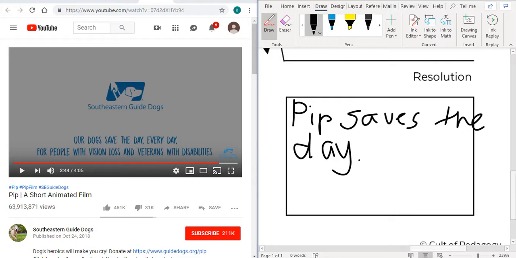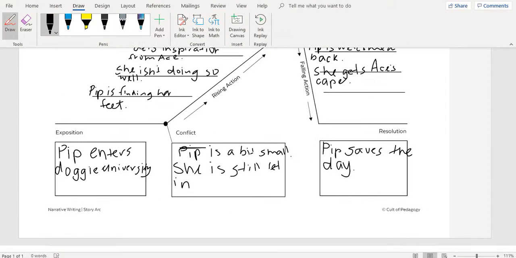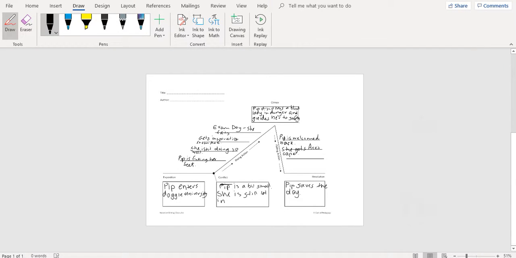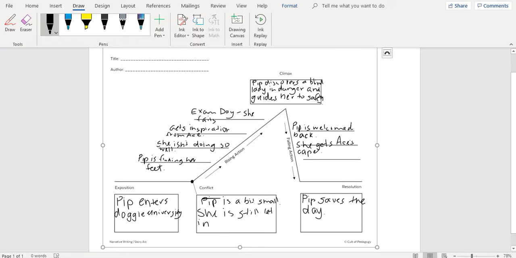Ta-da. Alrighty, so looking again at our thing in full, you can see that we've got quite a bit of things happening there. So that's what's important, to be able to look at a story and be able to find each part of the story to be able to analyse it. All right, great job.